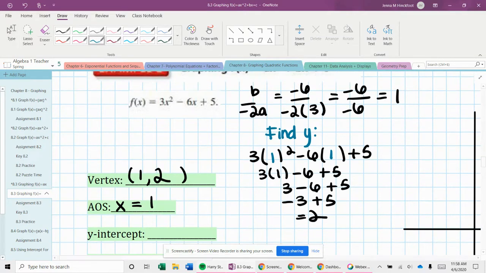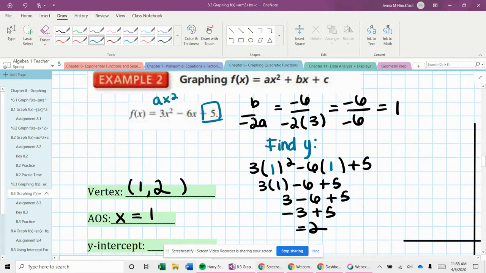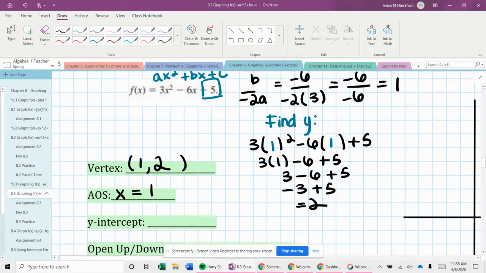Now this is your c of 5. Remember, it's ax squared plus bx plus c. Your c tells you your y-intercept, but remember your y-intercept is always an ordered pair. So it's not just 5. Remember your x is 0, so 0, 5. So for the y-intercept, remember your x is always 0. And then whatever that c is, in this case 5, that would be your y-intercept.